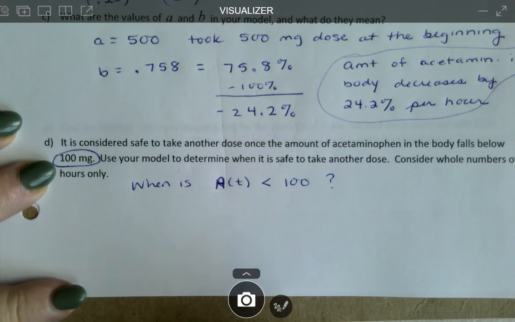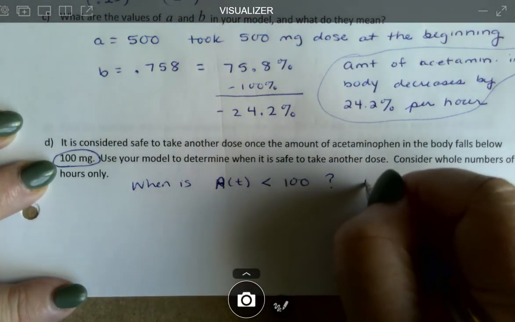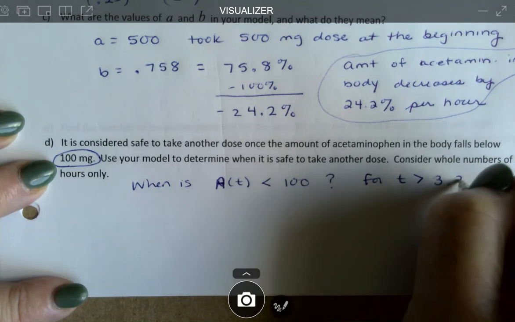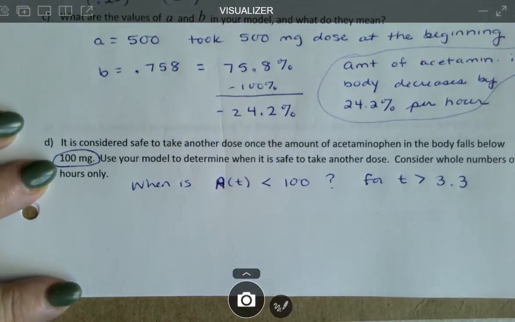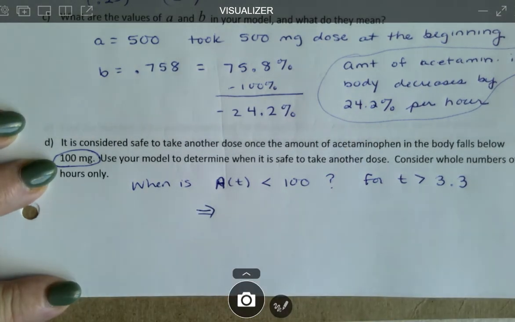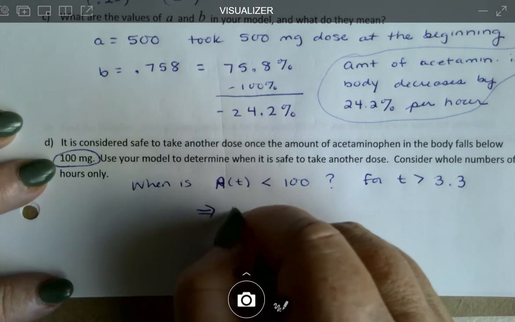So when is A of t less than 100? For t values greater than 3.3 is what we discovered on the graph. But that means as far as whole numbers of hours, we would want to wait till the 4th hour to take our second dose.